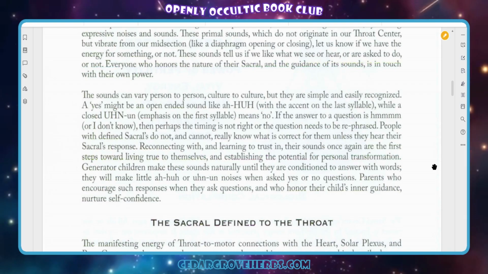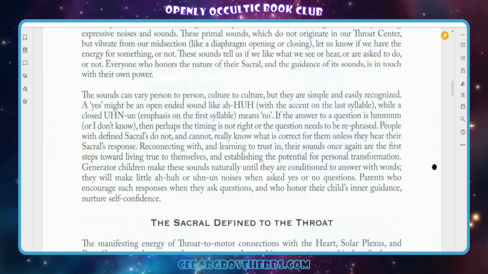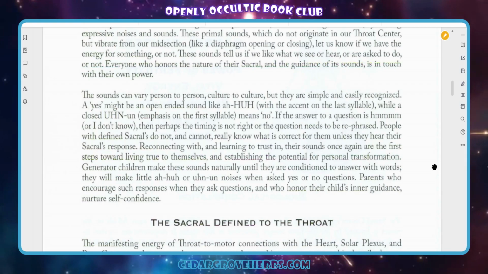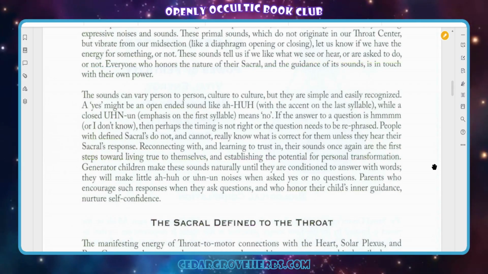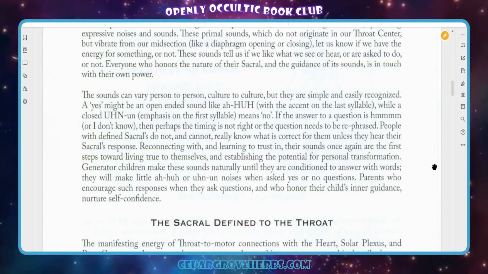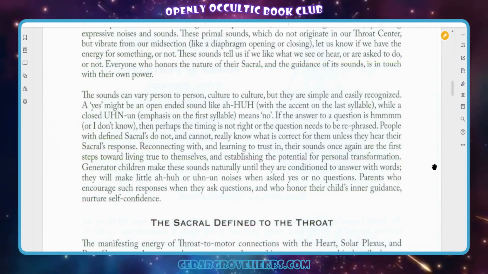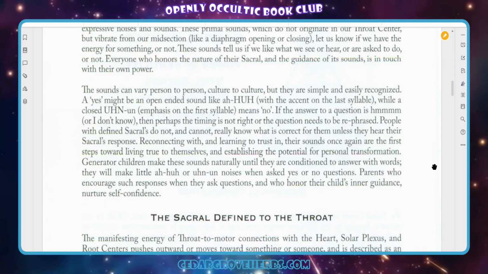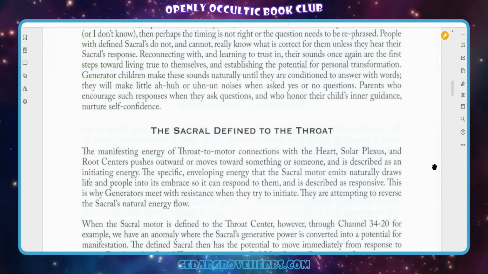Generator children make these sounds naturally until they're conditioned to answer with words. They'll make little "uh-huh" or "uh-uh" noises when asked yes or no questions. Parents who encourage such responses when they ask questions, and who honor their child's inner guidance, nurture self confidence.